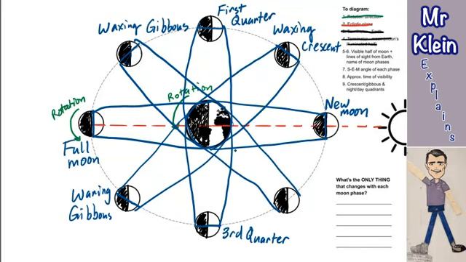And we've got waning crescent. Oops, there we go. Because only a small sliver of the illuminated half of the moon is visible from the Earth.